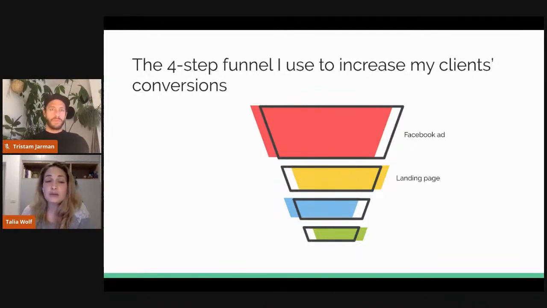Step number 2 is the landing page. That's where we lead them from the ad. That's where we establish our first real connection with the prospect. We show them that we understand them. We appeal to their struggles, their pains. We show them that we can be the solution that they're looking for.